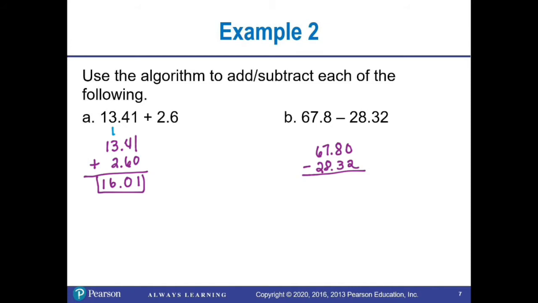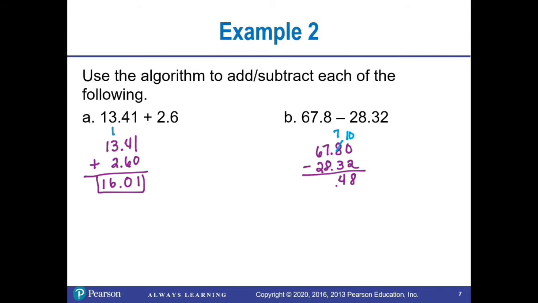Again, if I write a 0 after the decimal place, I haven't changed the value of the number. Then we subtract using the algorithm that we learned earlier this semester. Well, when I look at my hundredths place, I don't have enough hundredths to take away 2. So I make an exchange. I take one of my tenths and I exchange it for 10 hundredths. So 10 minus 2 gives me 8 in the hundredths place. 7 minus 3 is 4 in the tenths place.